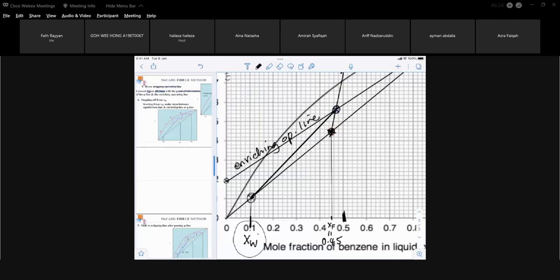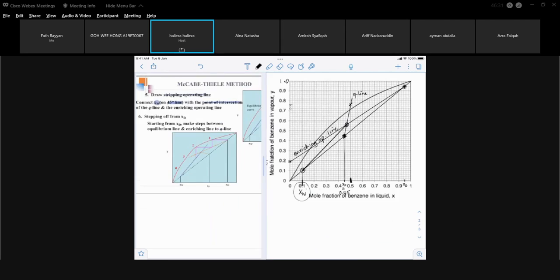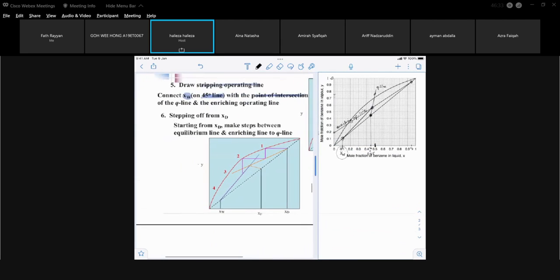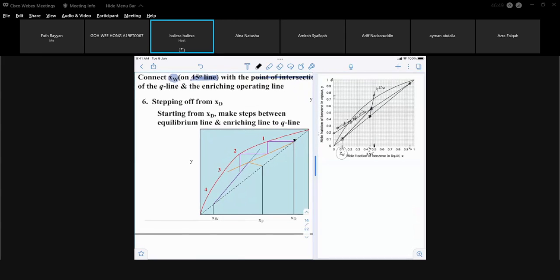Okay, there you go. So now you have enough lines to get your stages. The next step will be to do the stepping. That means the stages. This is the part that is the easiest. You have enough lines to do the stages. So you start from the top of the graph, starting from XD. Starting from XD, draw your steps horizontally and vertically, stopping on the enriching line.